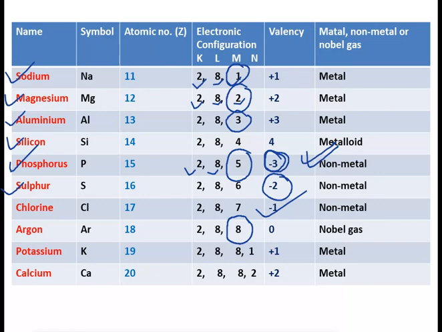So it will have how many valencies? Its valency will be 0 because it will neither accept nor gain electrons, because it is present in its most stable state. So it will have a valency of 0, and it's a noble gas.